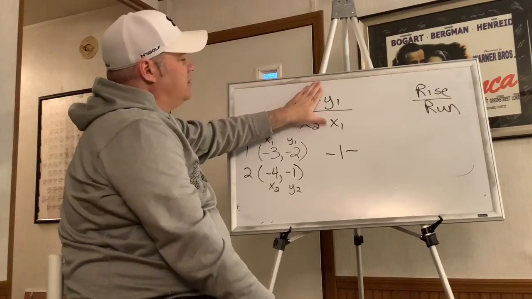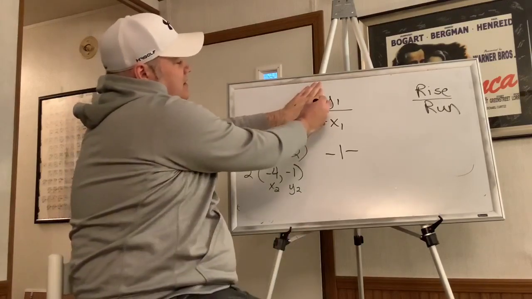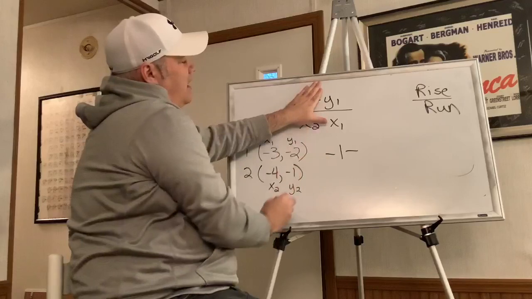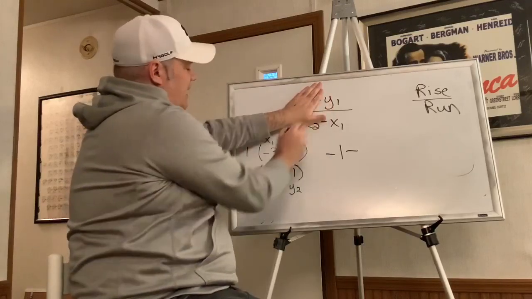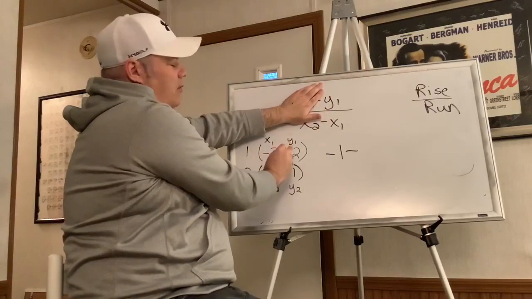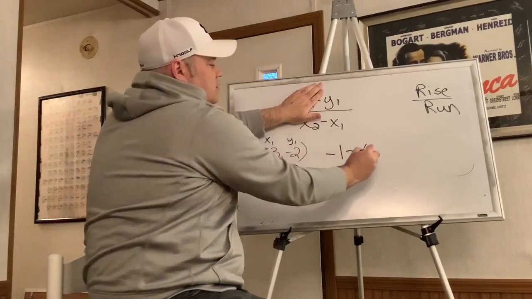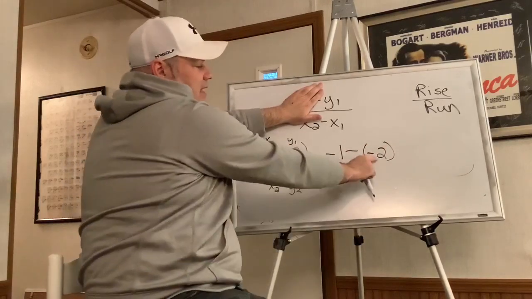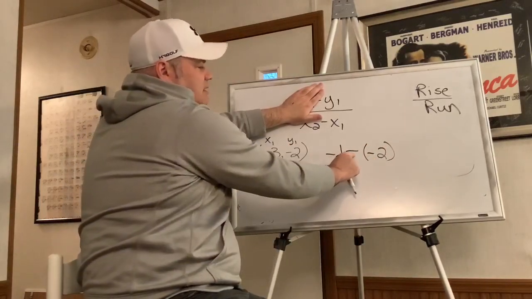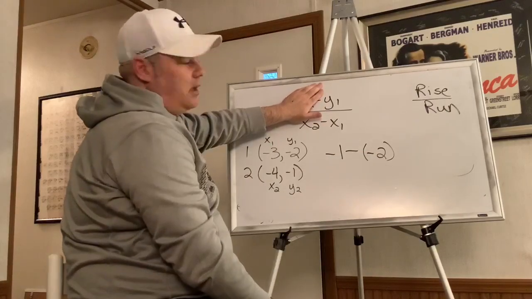And if I'm substituting exactly, this is all part of the formula, and now I've got to substitute exactly what y1 is. y1 is a negative 2, so I've got to put in a negative 2. So I'm going to subtract a negative 2, okay?